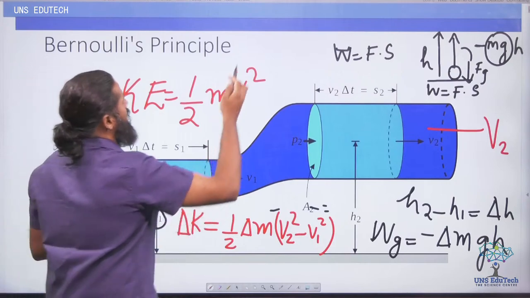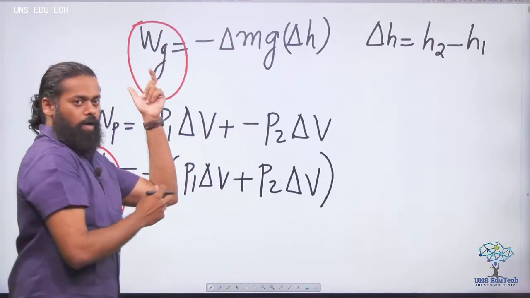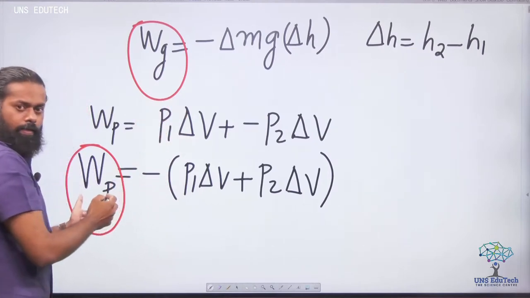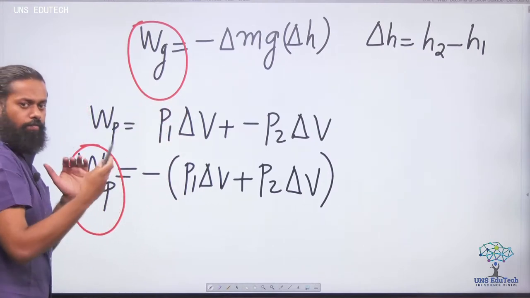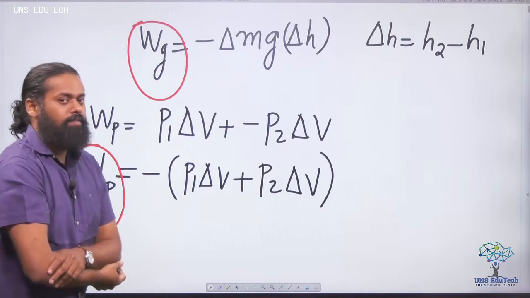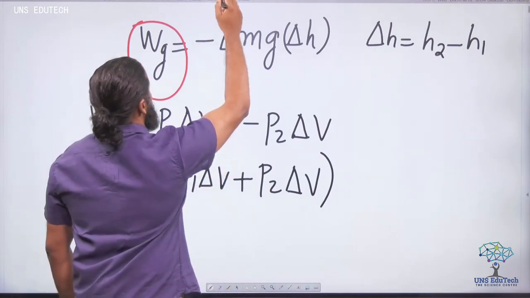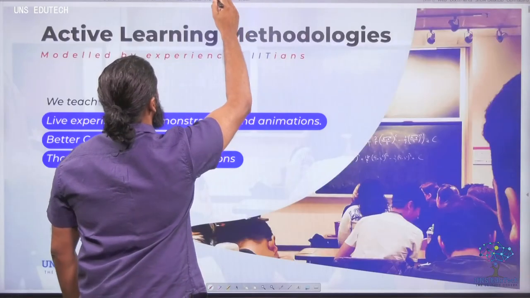Now we are going back to the work energy principle. Here we know the work done against gravity and the work done by the pressure. If you add these two quantities together, you should get the total work done, or the total change in kinetic energy. That is called the work energy principle. In the next slide we'll be discussing that.